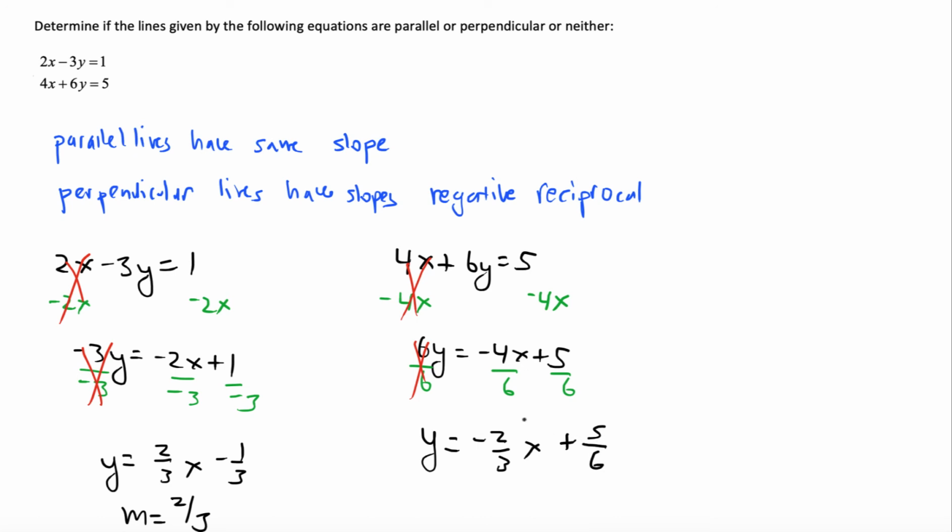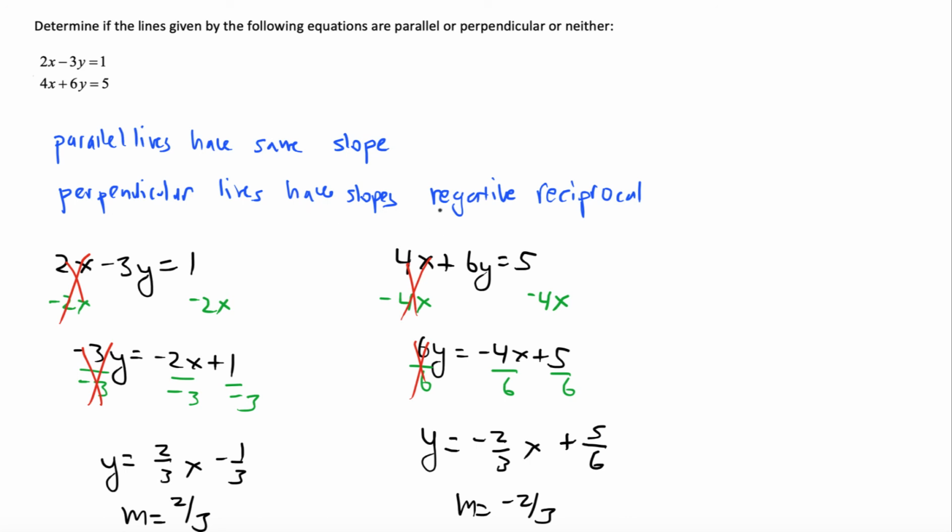Once again, in terms of this question, the 5 over 6 is not that important. It does represent the y-intercept, but we just want the slope. Here the slope is negative 2/3. So now that we have each slope, what can we conclude? Are the slopes exactly the same? The answer is no, so these lines are not parallel.